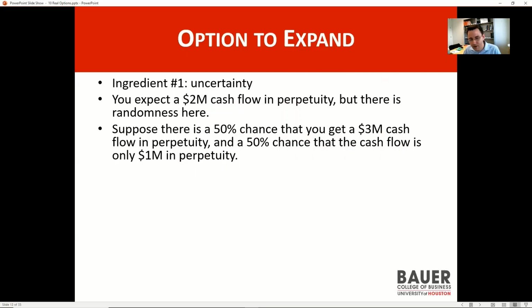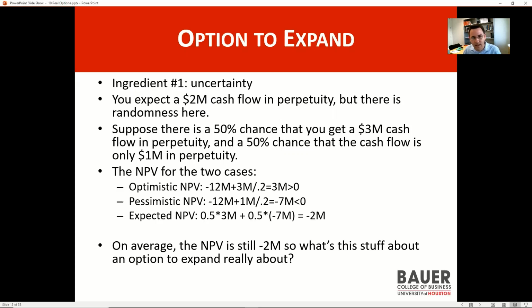Okay, so if you do the standard analysis, you calculate the NPV in both cases, right? The NPV in the good state is going to be 3 million: put in 12 million, get a perpetuity of 3, that's worth $3 million in NPV terms. In the bad state, it's going to be minus $12 million initial investment, plus a 1 million perpetuity, that works out to minus 7 million. So on average, half the time you get 3, half the time you get minus 7, so that's still minus 2 million. So it still looks like a bad deal. So what is this stuff about the option to expand?